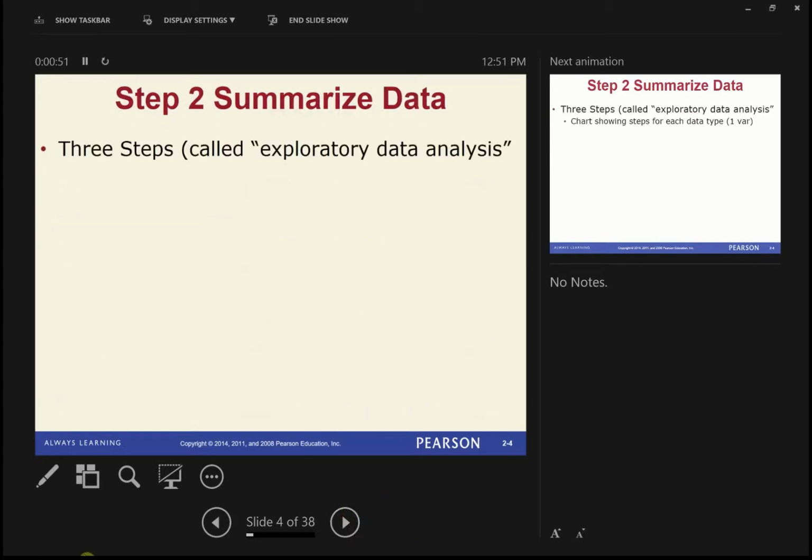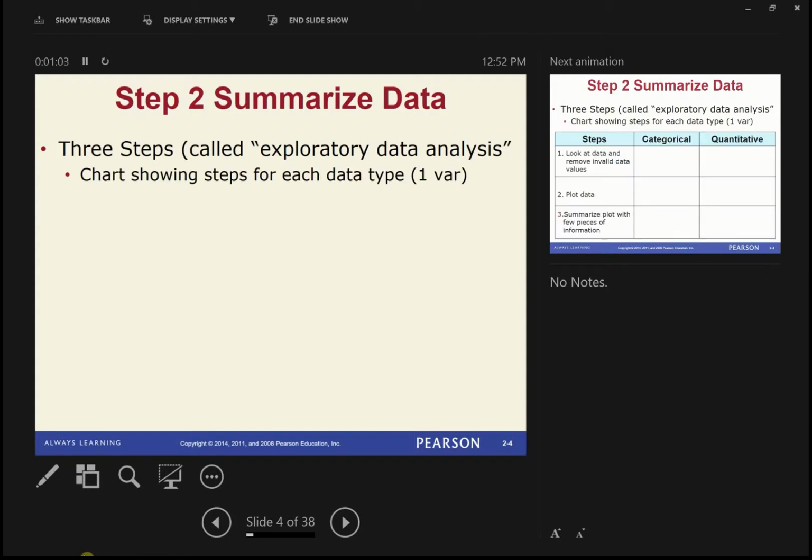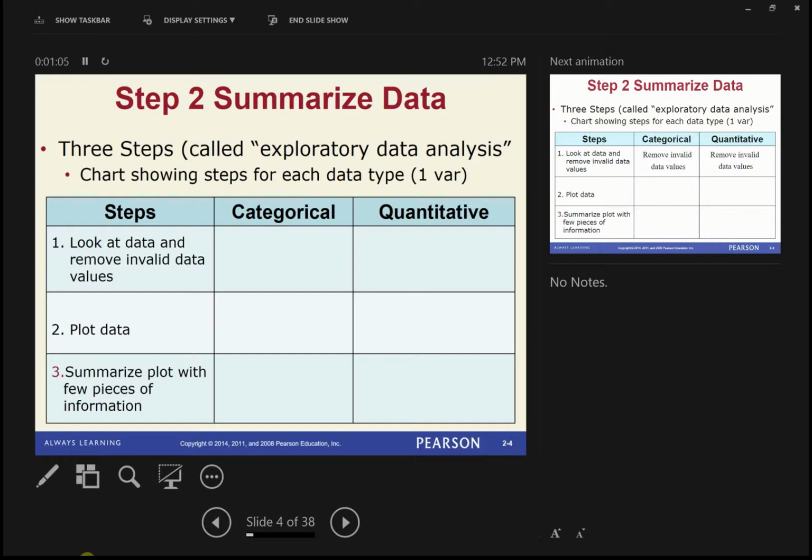Okay. So, what we do in this second step are three things. This is called exploratory data analysis, or sometimes people call it descriptive statistics. And so, I want to make the point that the type of variables you have determines how you're going to summarize things. So the first thing we always do is we look at the data. And the idea is that we're going to want to remove invalid data types. That's going to be the same both for categorical and quantitative. That's the first step we're always going to do.